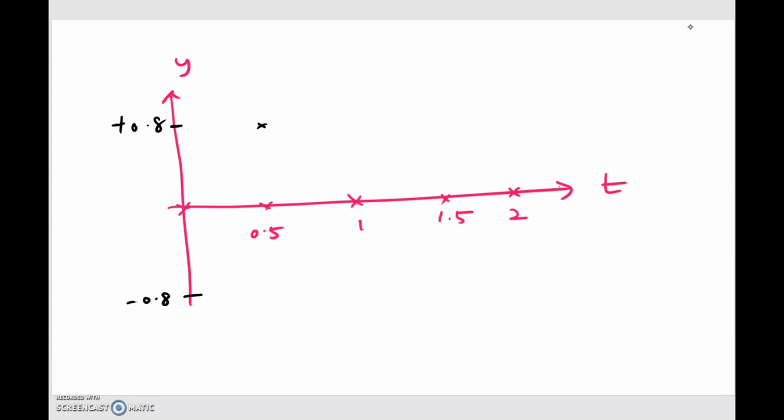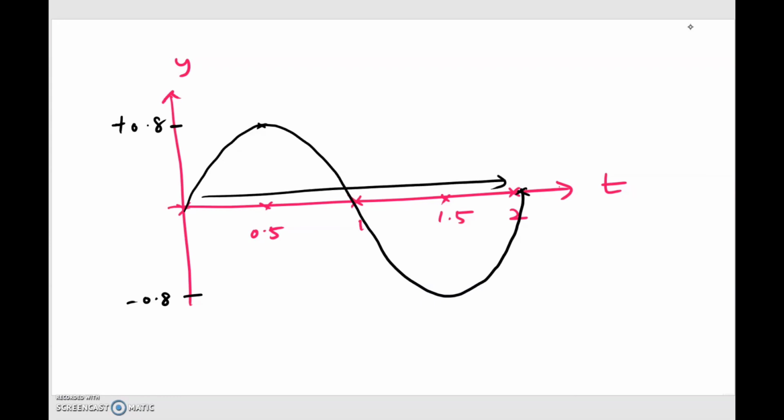So your graph will be like this, sinusoidal graph. Okay, so this is your period T, time to complete one oscillation.